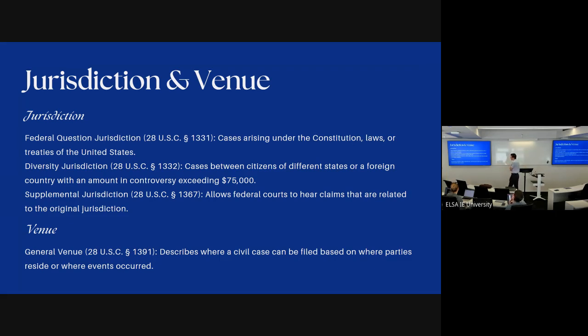And then venue. The only thing that applies here is general venue, 28 U.S.C. 1391, which basically says a civil case can be filed based on where parties reside or where the events occurred. So if parties live in New York, you can file a claim in New York State, obviously, but you can also file it in the District Court of New York, the federal district. Most of you are in New York, right? You're in New York. You're in Columbia, so you're in DC. That's because DC covers federal claims, like cross country, stuff like that.